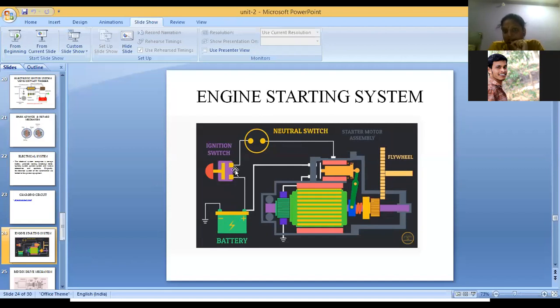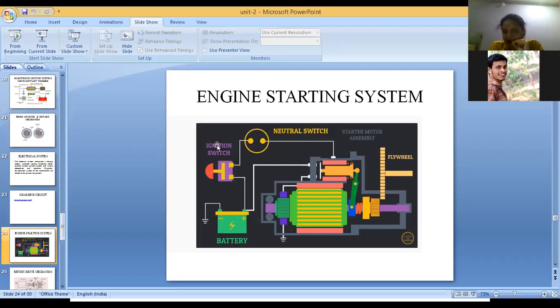So once the ignition switch is on, this green color link will move forward and makes the flywheel and this pinion come in contact with each other, and this motor will start rotating. So once the motor starts rotating with the help of the power which you are getting from the battery, it will transmit the motion to the flywheel and the flywheel starts rotating. Okay, once the flywheel rotates with high speed, this pinion will come back.